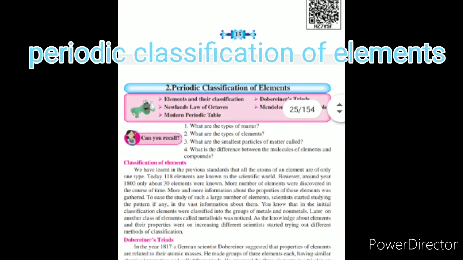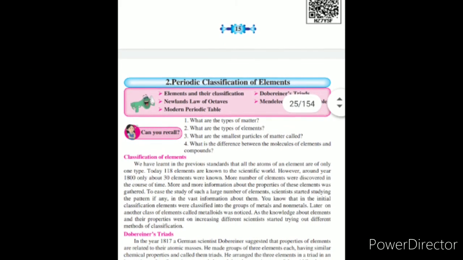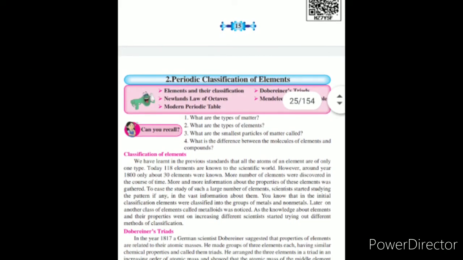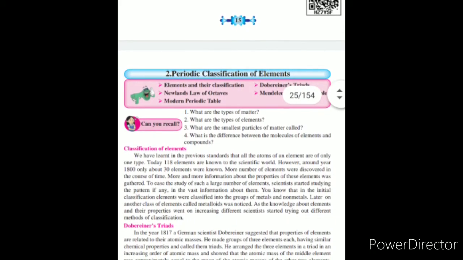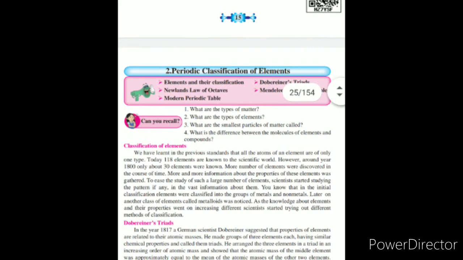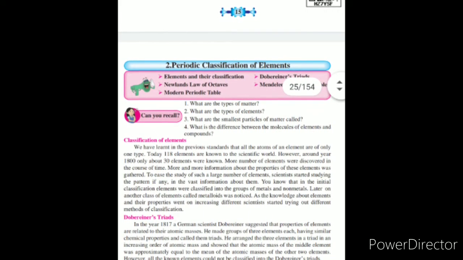Periodic classification of the elements. Today we know 118 elements in the scientific world. However, around the year 1800, only about 30 elements were known. After that, more were discovered from time to time.